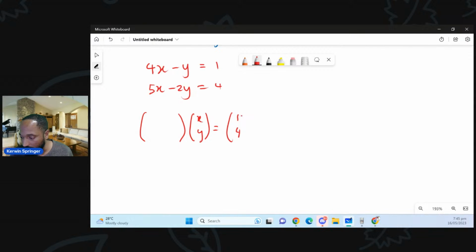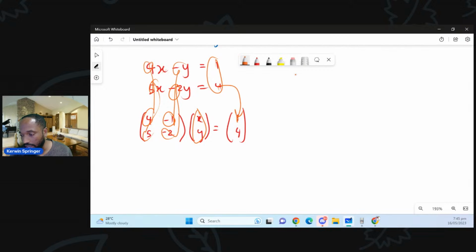I hope all of you know how to do this, because this is usually a mark. 4, negative 1, 5, negative 2. That little movement there, you know it. You understand what is happening there? Coefficient matrix, variable column matrix, constant column matrix. And then you begin.